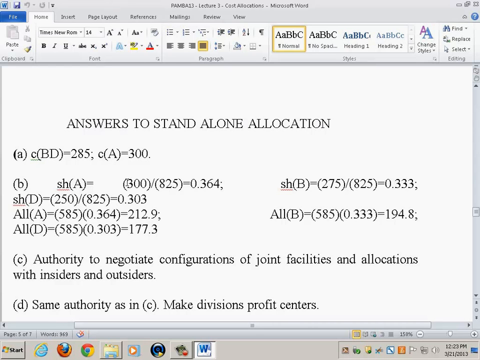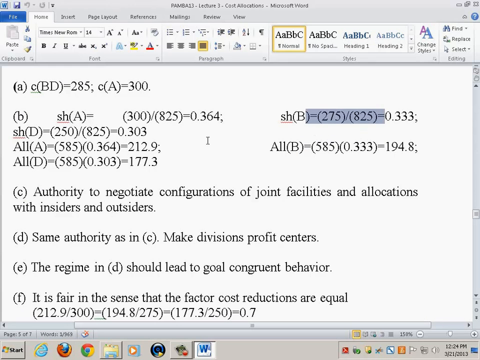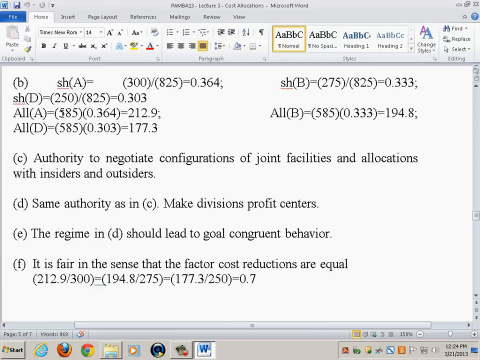And the cost share, share A is the cost of A going it alone out of the combined total cost of all three going it alone, 825. So the share of A is 0.364. Share of B is B going it alone over the total cost of all three going it alone, 275 over 825, 0.333. And share of D is 250, D going it alone over the total of all three going it alone, 0.303. So then you allocate the 585 based on these shares.